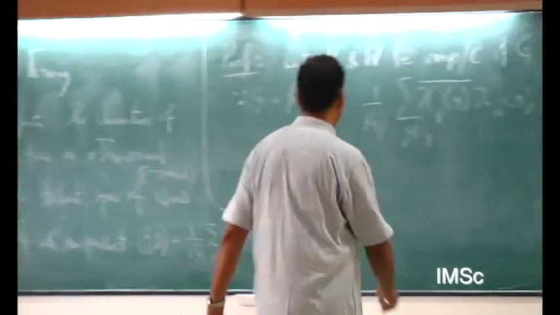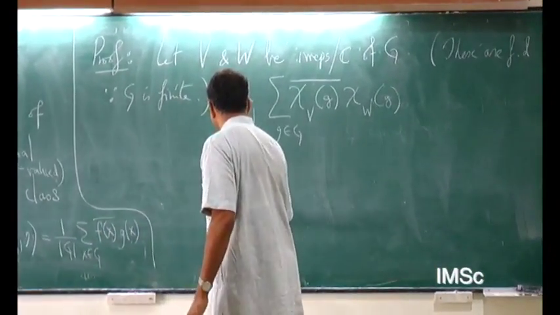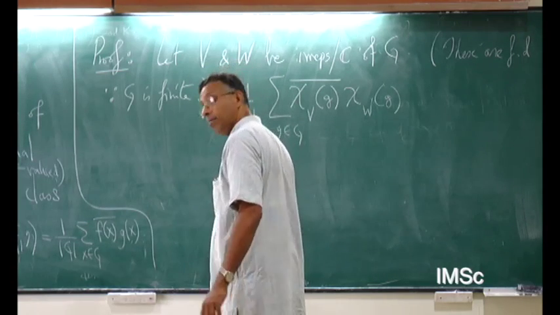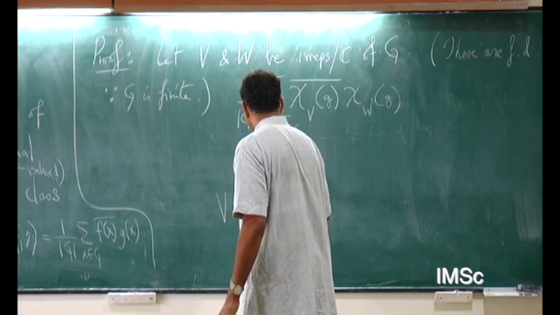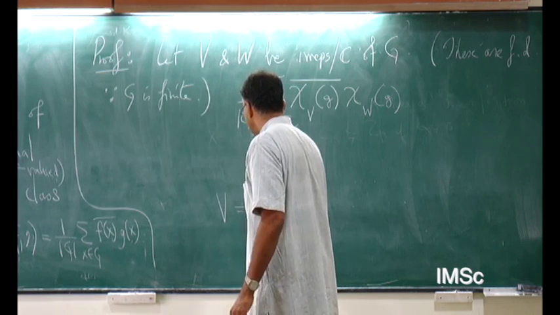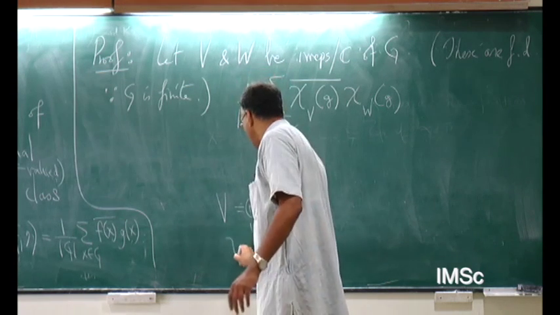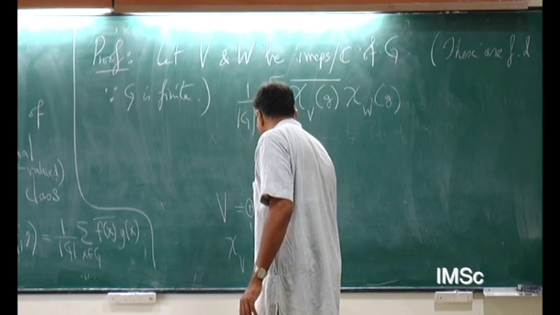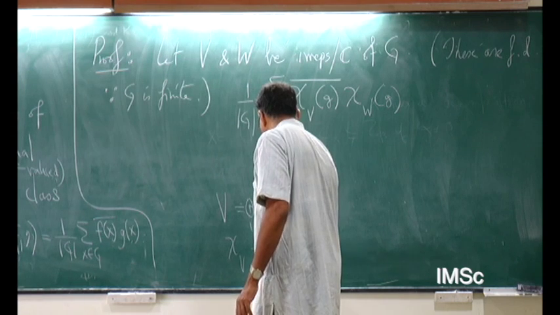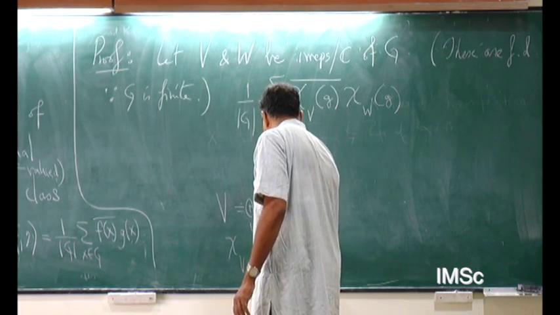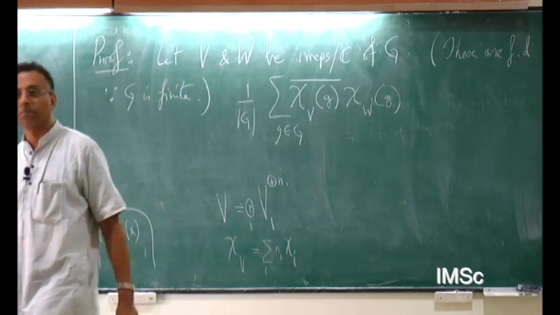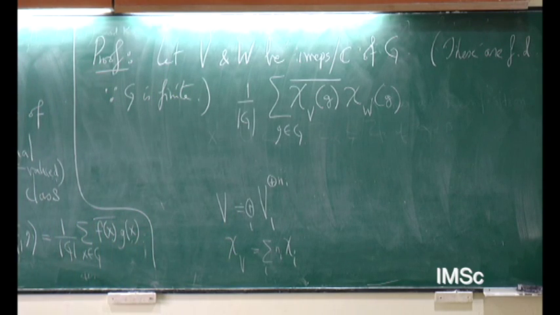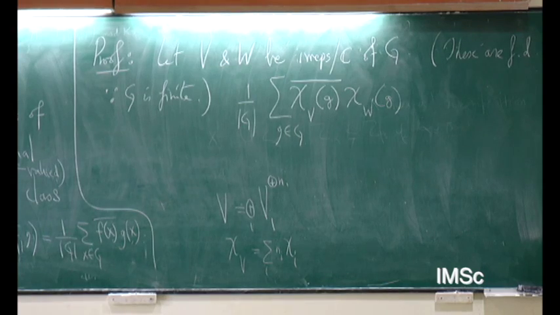So chi of v, if v is equal to the direct sum of vi to the ni, then of course chi of v, the character, is the sum of ni chi i, where chi i is chi vi. That's okay, that's not a problem.